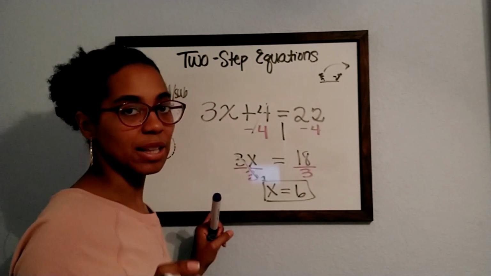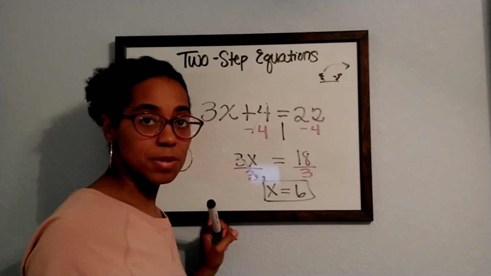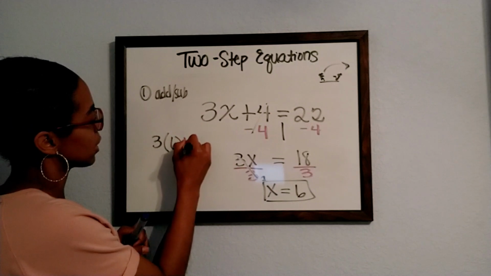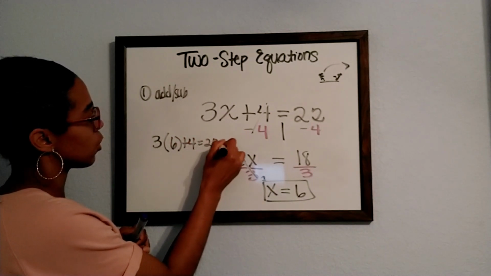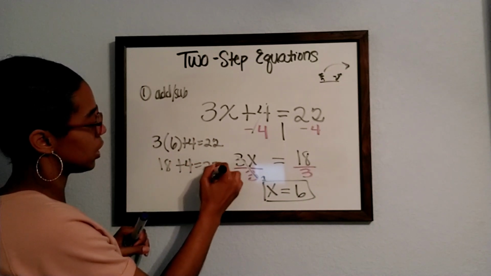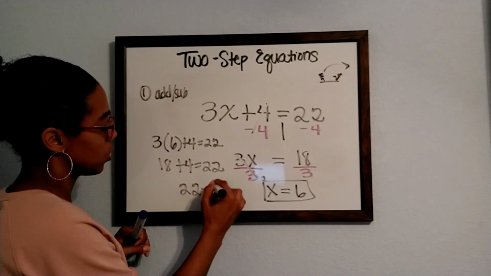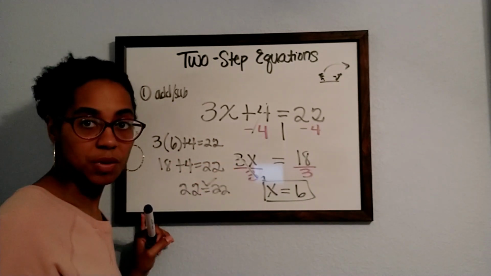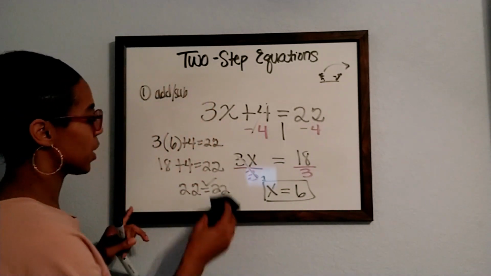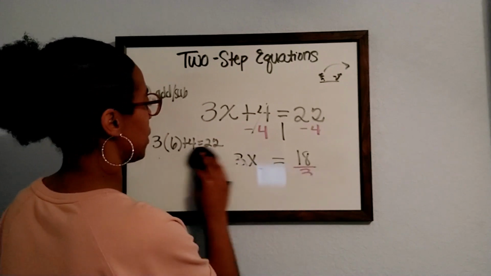If you want to make sure you got the answer correct, all you have to do is substitute it in, okay? So 3 times 6 plus 4 equals 22. 18 plus 4 is 22. 22 is equal to 22. Hopefully y'all can see that. My marker is getting a little light. Okay? So that's how we solve two-step equations.